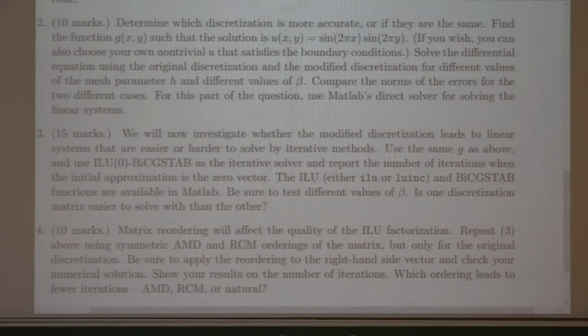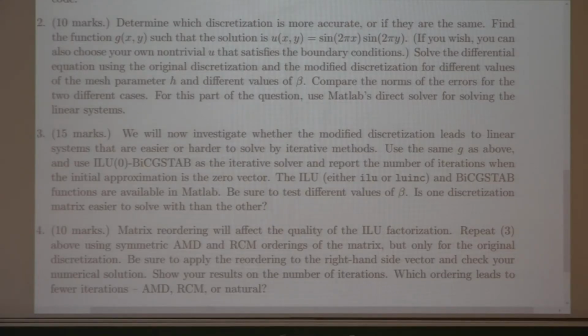has to do with reordering. We talked about reordering a lot. Well, one interesting fact is that if we reorder the system, then the ILU factorization changes. And it could be a better factorization or worse factorization, meaning the accuracy or its efficacy as a preconditioner changes. So we want to know which ordering is best. Is it going to be AMD, RCM, or natural? So those are 3 options.